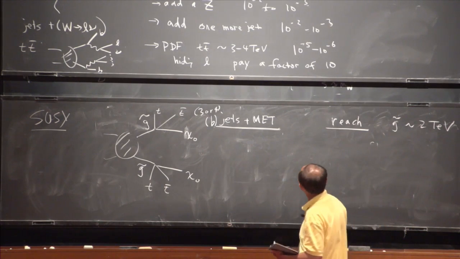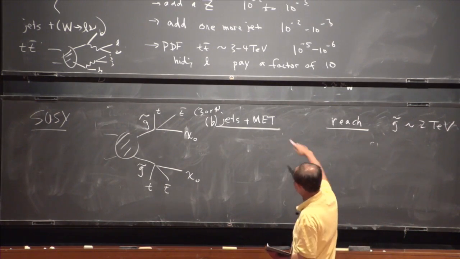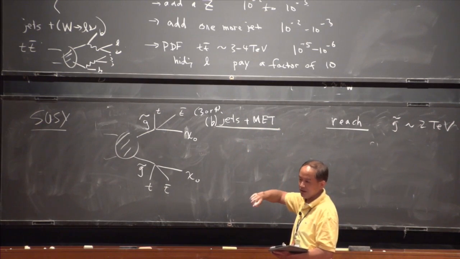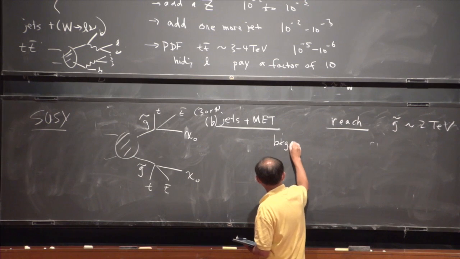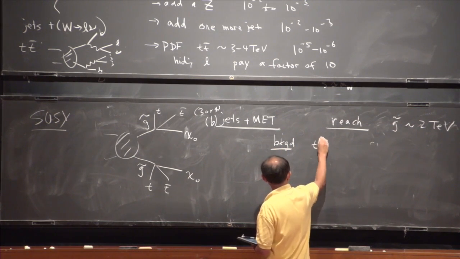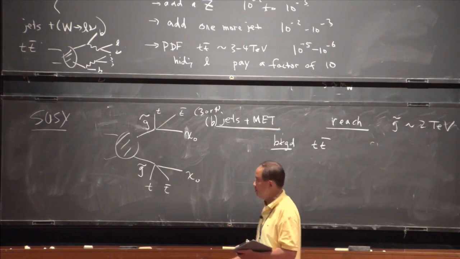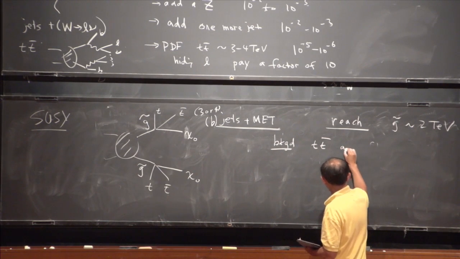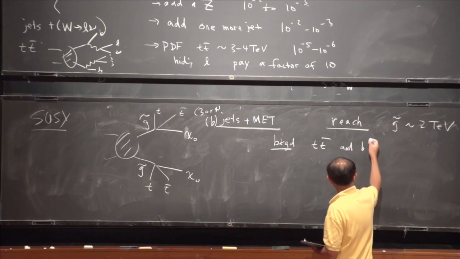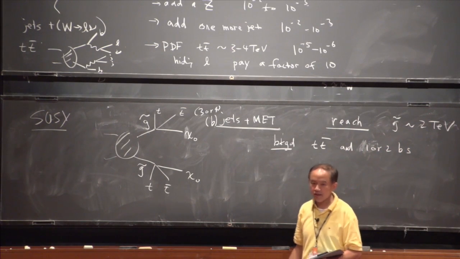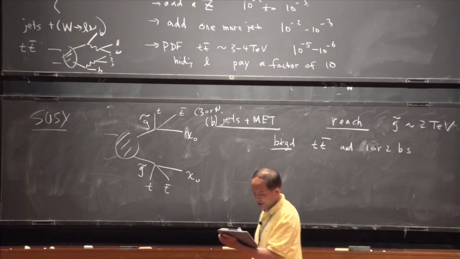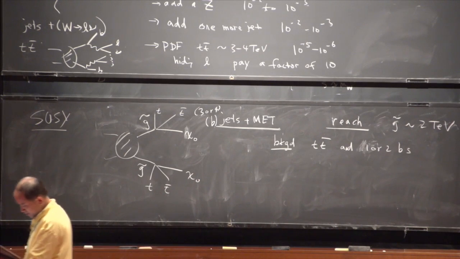You can go through a similar argument as we just did, and the main background here is still t t-bar. For t t-bar, you can just add a B jet, for example, at one or two Bs. That doesn't really take that much of a price, to add one or two Bs.